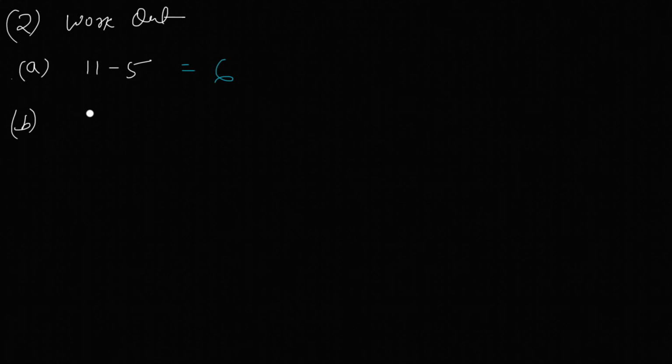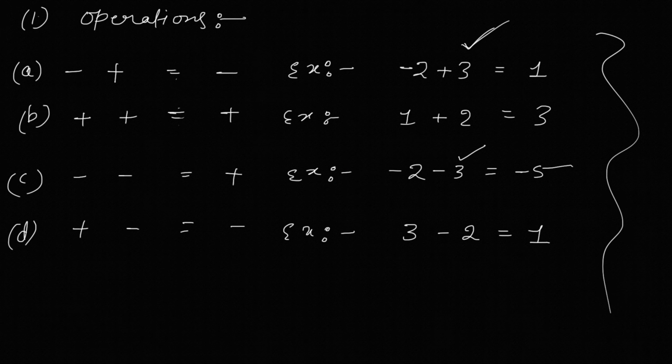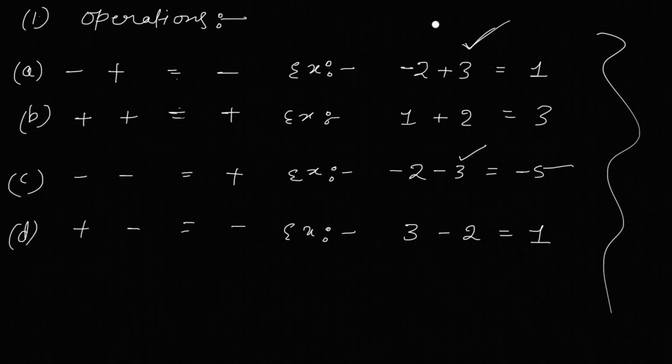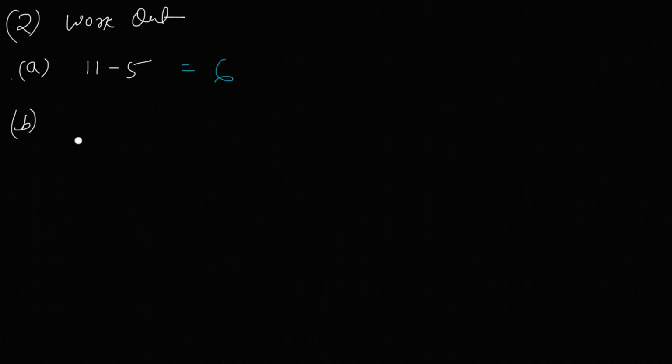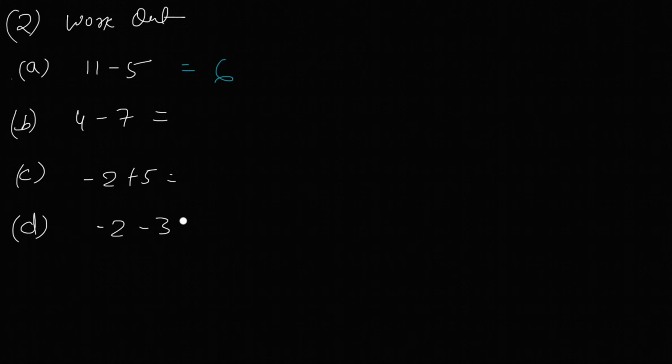Now question number B, here you have to understand the operations which we have discussed here. Question number B is 4 minus 7. Question number C is minus 2 plus 5. Question number D is minus 2 minus 3. Question number E is 0 minus 7. Question number F is minus 12 plus 3.